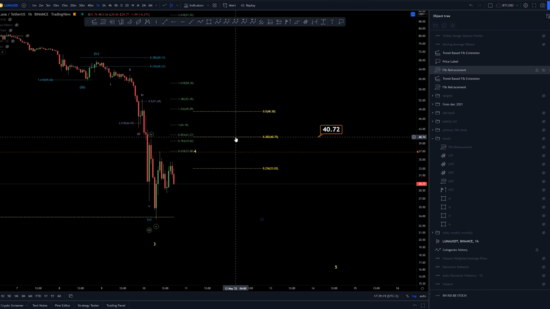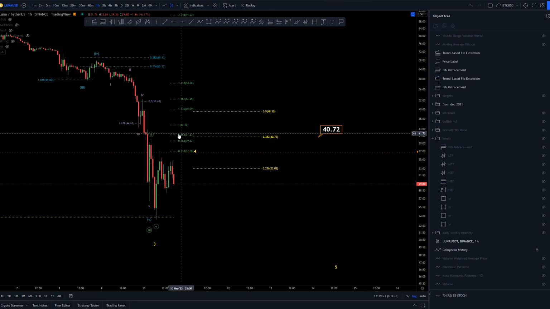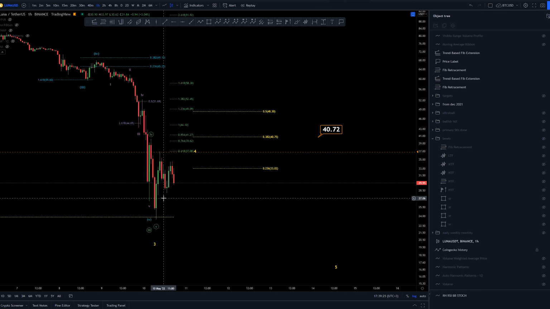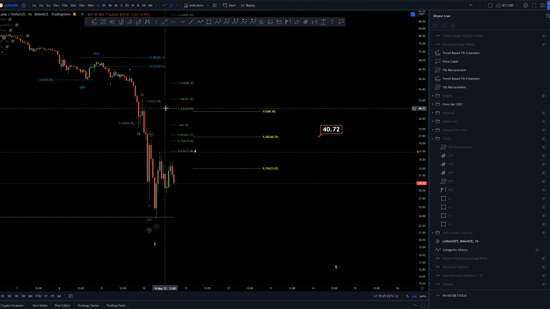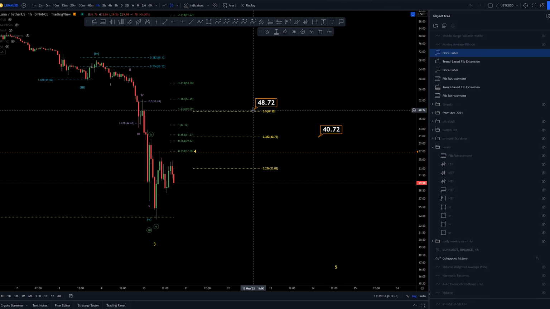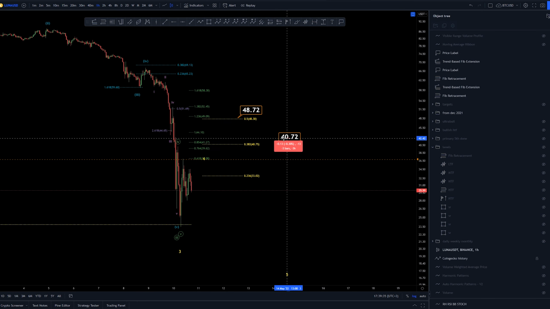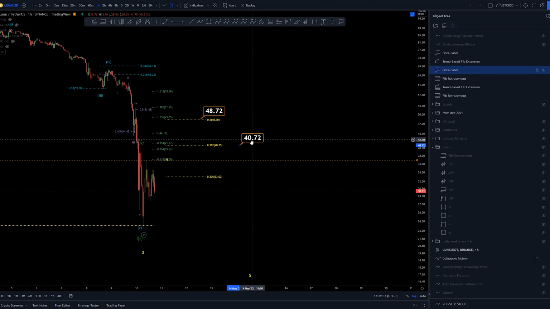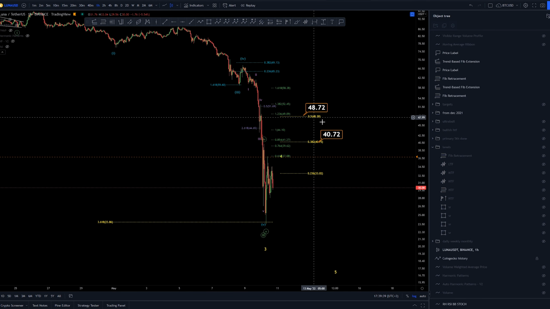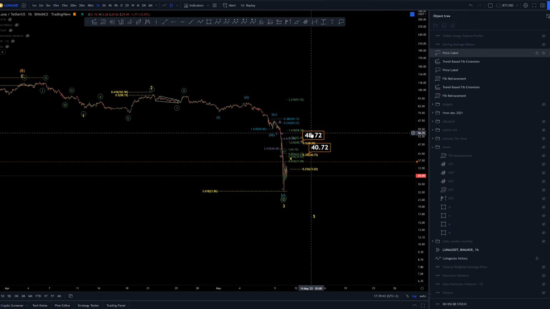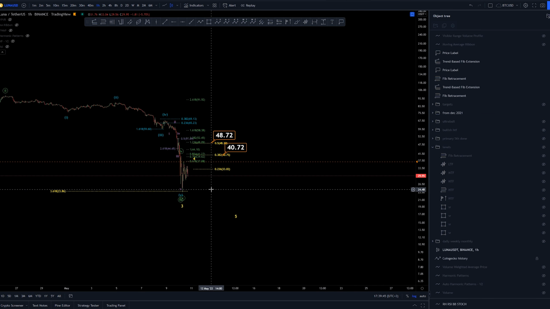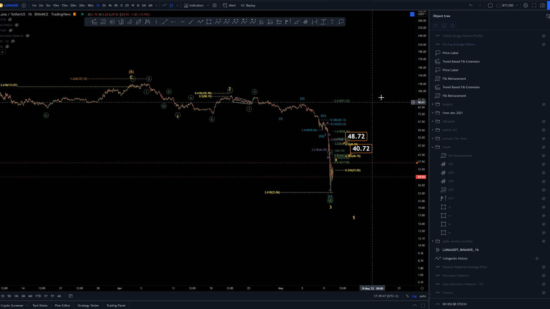The 38.2 is around the 85.4 extension of this first leg. The 50% is around 1.236. So either of these targets are lining up really well with the current targets. So that is where I would be expecting this pump to end. It doesn't need to go that high, but just my expectations.